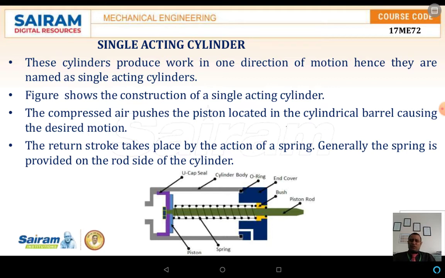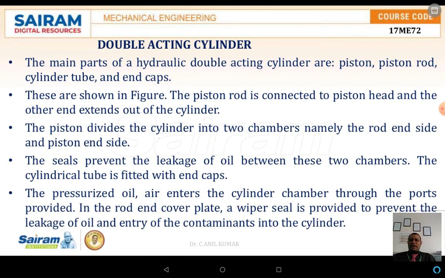Especially in the case of the pneumatic cylinders, the requirement for the sealants and the sealing materials should be a maximum, because as we know the viscosity of the air is lesser and there is a chance of leakages. Once there is leakage, automatically the pressure developed at the application end is lesser. The next part that we are discussing is the double acting cylinder.